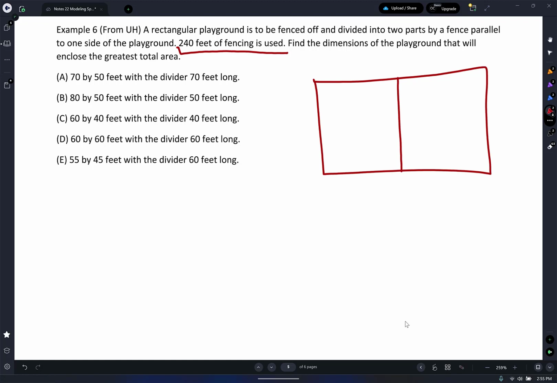All right, next, start writing equations for your model. So this is fencing. This is how much I have. I'm going to call my horizontal displacements x and my vertical displacements y.